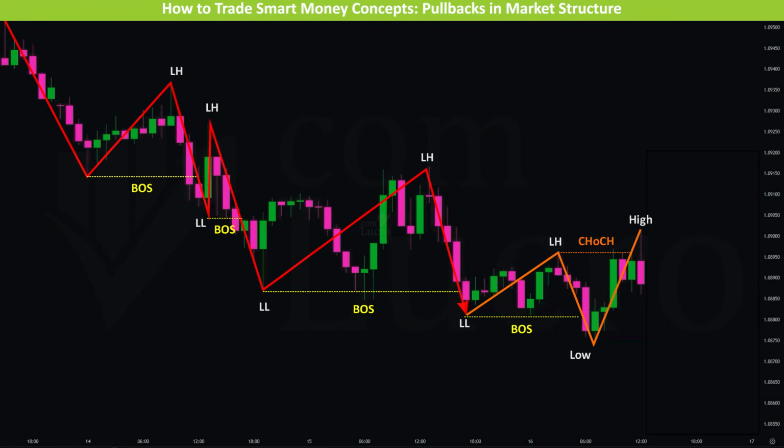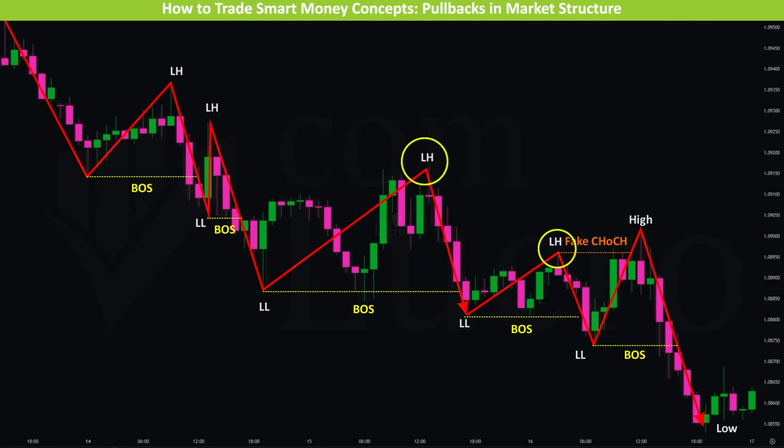However, it's important to emphasize that a change of character is only valid when either multiple wicks clearly exceed the level or when a candle decisively closes beyond it, followed by a confirmed break of structure. Without that sequence, the move is often just liquidity taken during a pullback. Another factor that strengthens the validity of a true change of character is when price breaks through the last two swings, not just one.